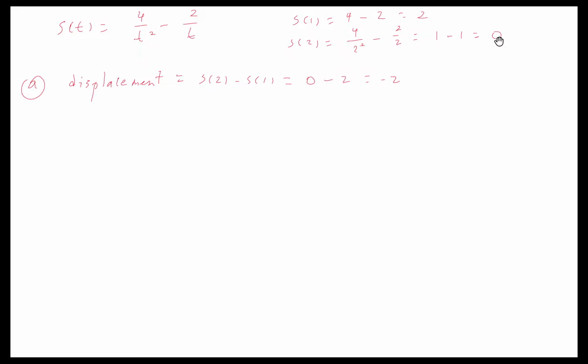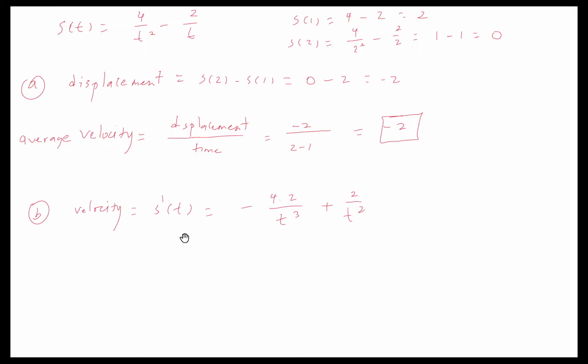Just plug the value of s of 2, which is 0, and s of 1, which is 2. So displacement is negative 2. Now the average velocity can be found by using this formula, displacement over time interval, and displacement is negative 2 here. The time interval is 2 minus 1, because the body is moving from the 1 second to the 2 second interval. So this is the average velocity.